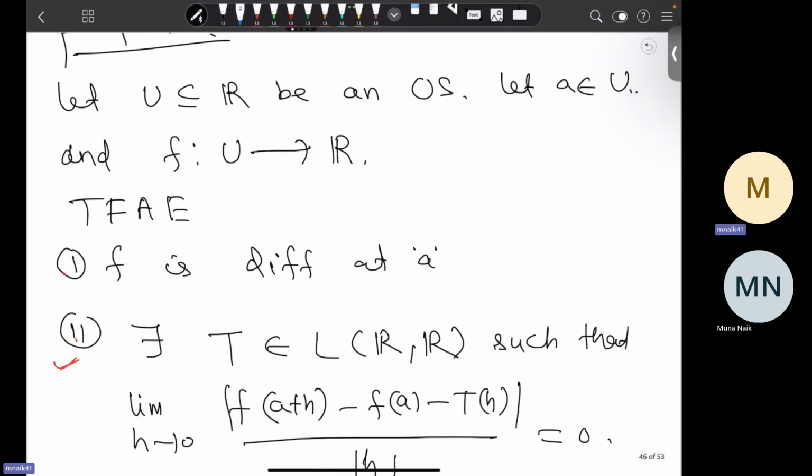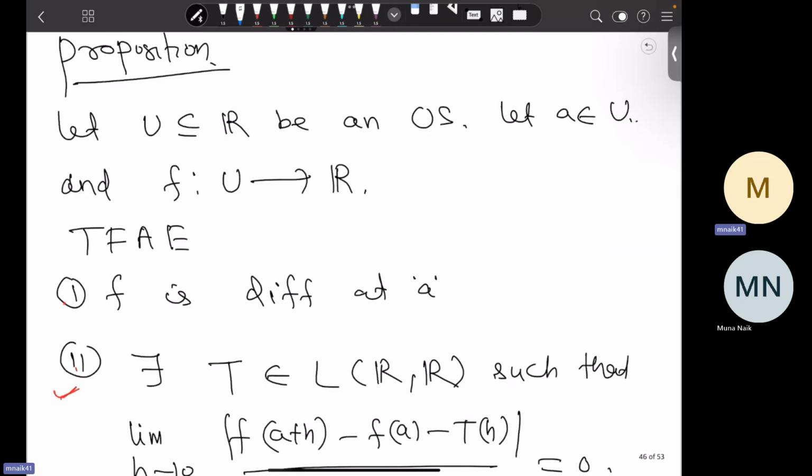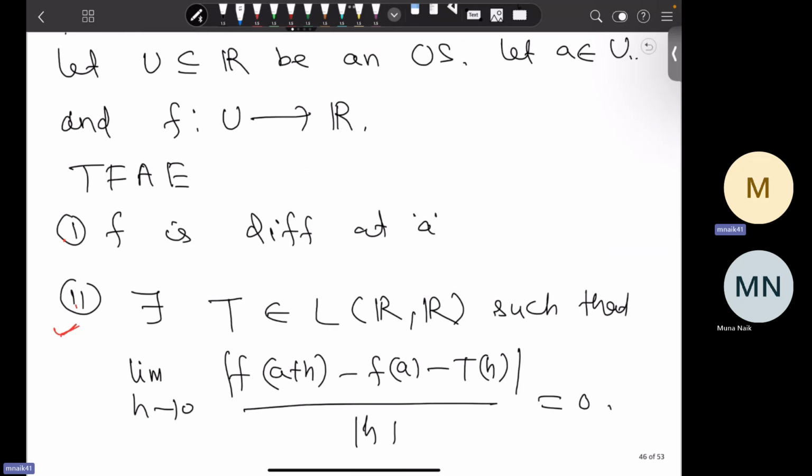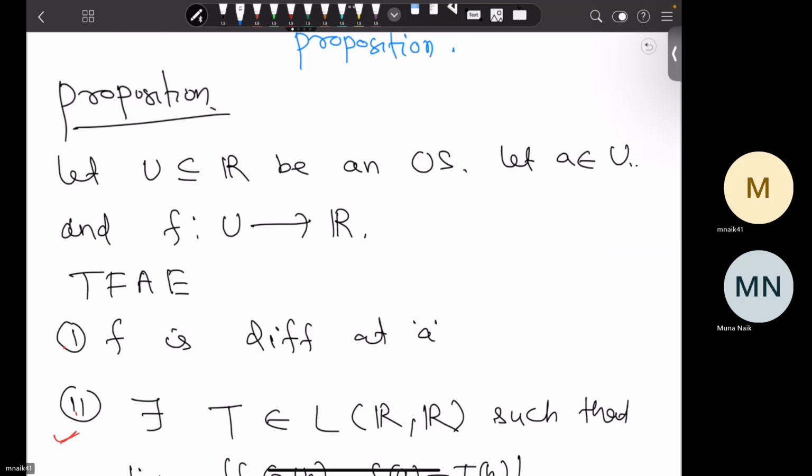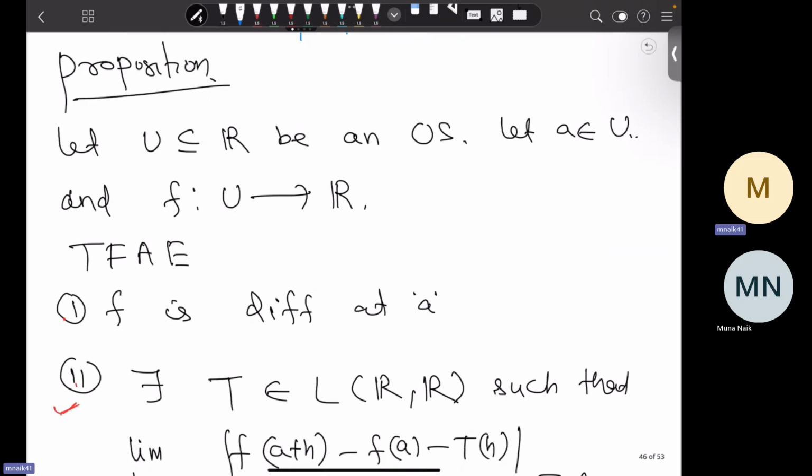Proposition, we prove this proposition. So let U subset of R be an OS. OS means open set. Let U subset of R be an open set and let A belong to U. And let f be a function from U to R. Then the following are equivalent. 1. f is differentiable at A. 2. There exists a linear map T from R to R so that limit h tends to 0 of mod of f of a plus h minus f of a minus T h by modulus of h is equal to 0. Okay. So we have this proposition.